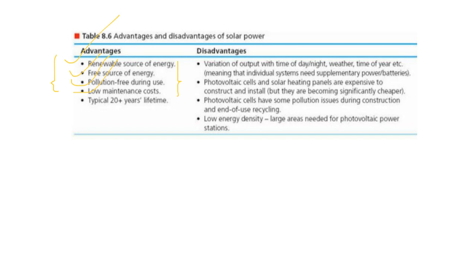Variation of output with time. Now, the disadvantage is that solar energy is not available 24 hours a day. They can be very expensive to construct initially. In addition, there are some pollution issues with decommissioning solar power stations or solar paneling. Obviously not as severe as the greenhouse effect, but there are some disposal issues there. And low energy density. This is a very important one for physics. You need huge areas for photovoltaic power stations.